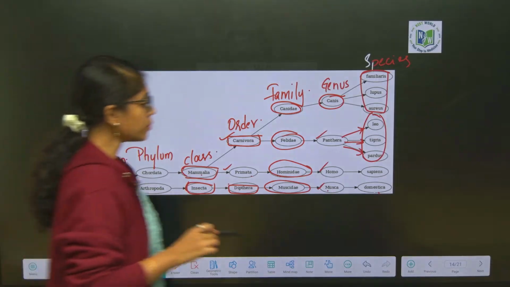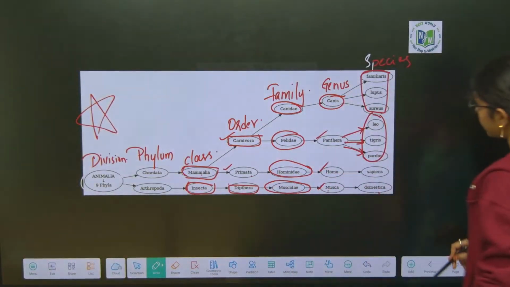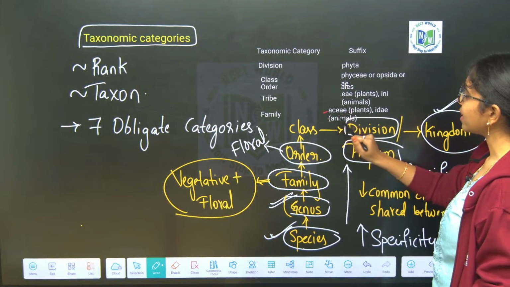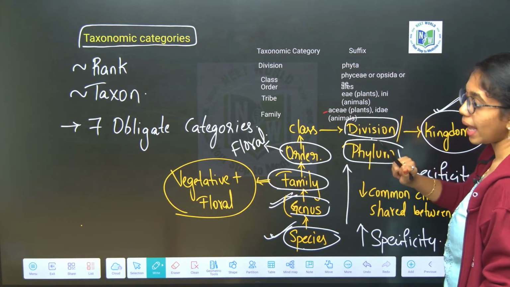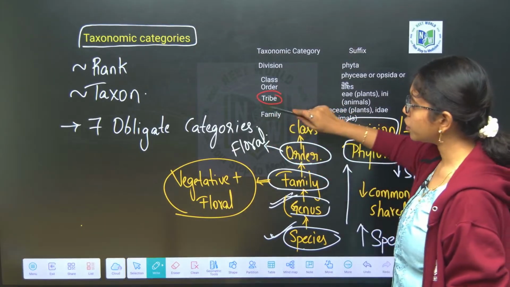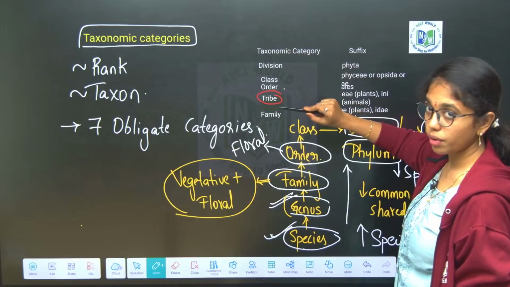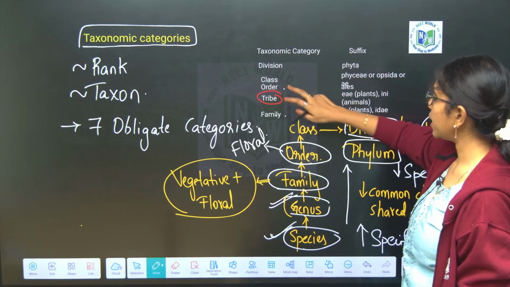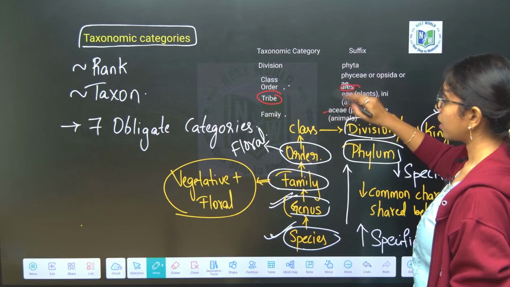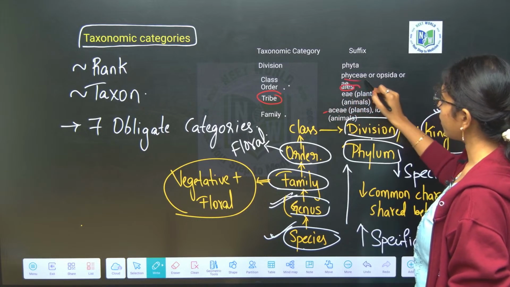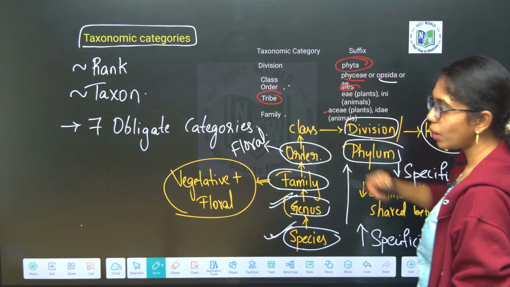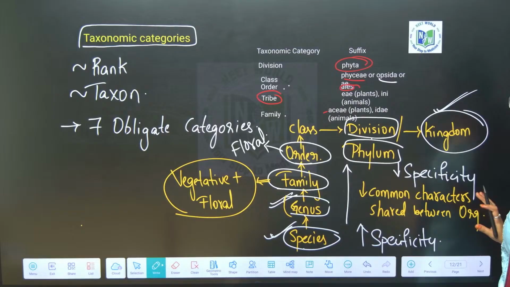Okay. I'd like to tell you about suffixes over here, ma. See here, family ends with the suffix AC in plants and IDE in animals. Tribe is the category or rank which is in between family and order. Okay. Tribe is in between family and order. Next, order ends with what? Ales. Class will end with the suffix phyceae or opsida. Next, division will have the suffix what? Phyta. Look at the suffixes properly.